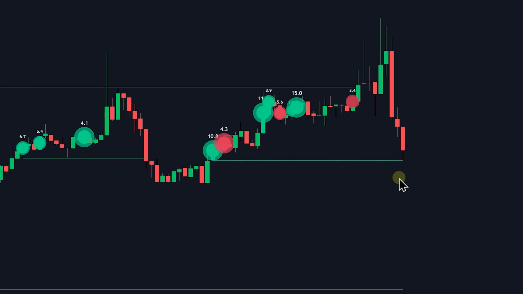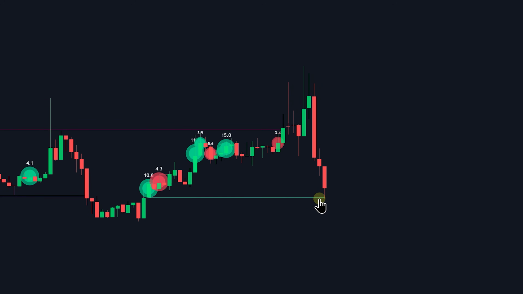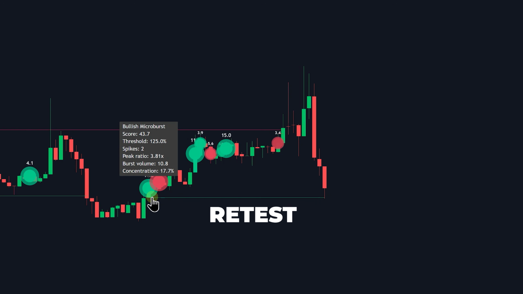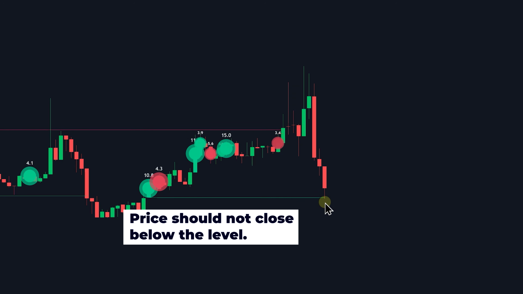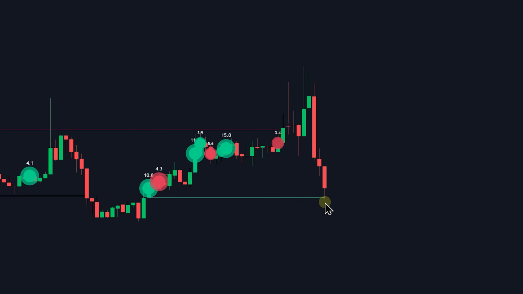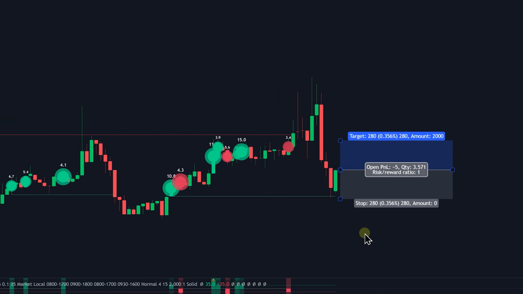I don't want to enter immediately on that microburst candle because price may already have moved significantly by the time the bubble appears. Instead, we're going to wait for a retest. So price should first move away from the green level. Later, when it comes back down, we want the level to hold. Price can touch it with a wick, but it shouldn't break and close below it. Once the retest happens, we wait for a green candle. Once we get that confirmation, we take the long position.